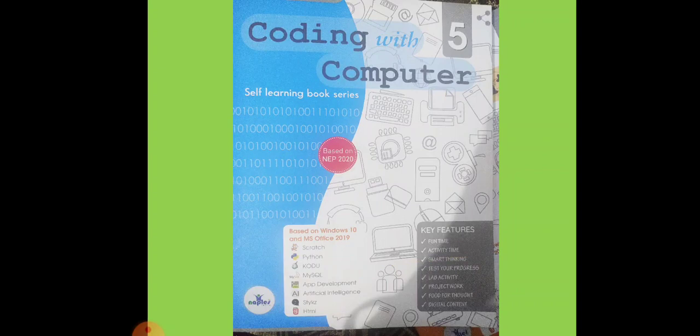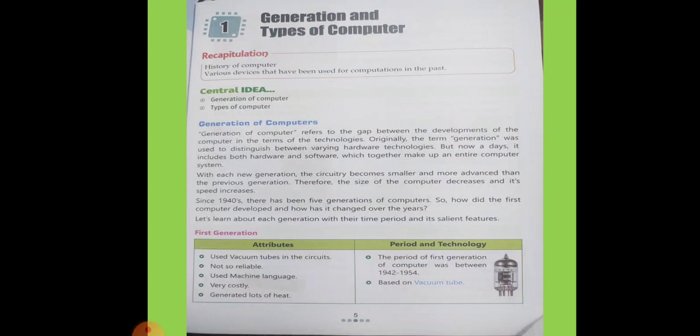So today we start the first chapter, and the name of the first chapter is Generation and Types of Computer. Before starting the chapter, we first know what a computer is. As everyone knows, a computer is an electronic device which is used for various purposes like calculations, in education, in business, etc. So today we start with our generation of computers.